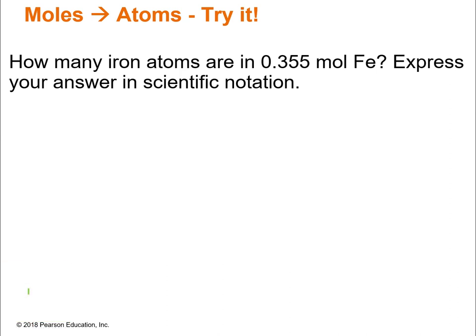First thing we have to do is read the question. How many iron atoms are in 0.355 moles? Express your answer in scientific notation. So when we're setting this up, we're starting with 0.355 moles of iron. And we're asked about how many iron atoms we have. So this is a moles to atoms problem.